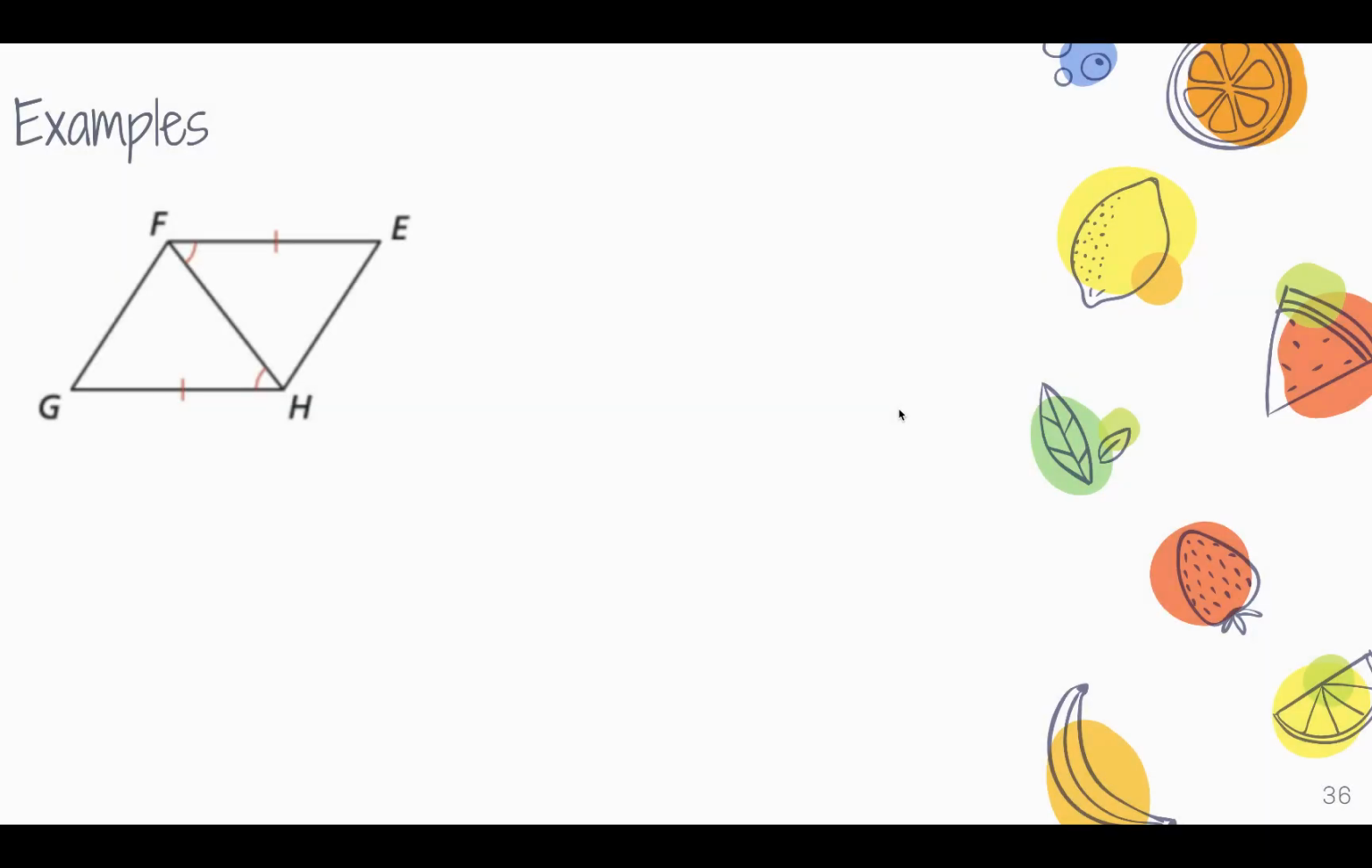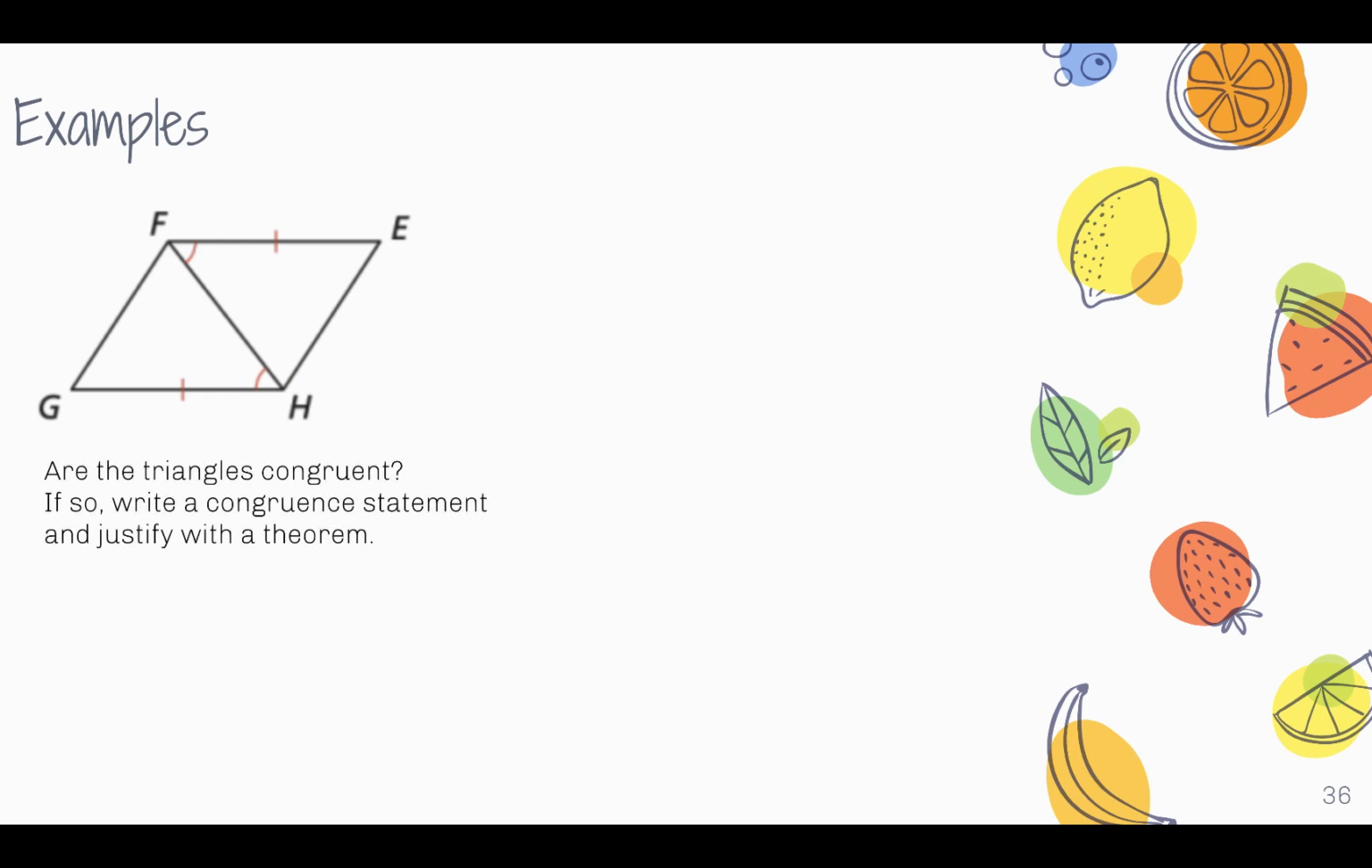All right, a couple more examples. Are these two triangles congruent? If so, write a congruent statement and justify with a theorem. So justifying with a theorem is either going to be SSS, SAS, AAS, ASA, or HL. First of all, are these two triangles congruent? Pause the video and see if you can figure it out.